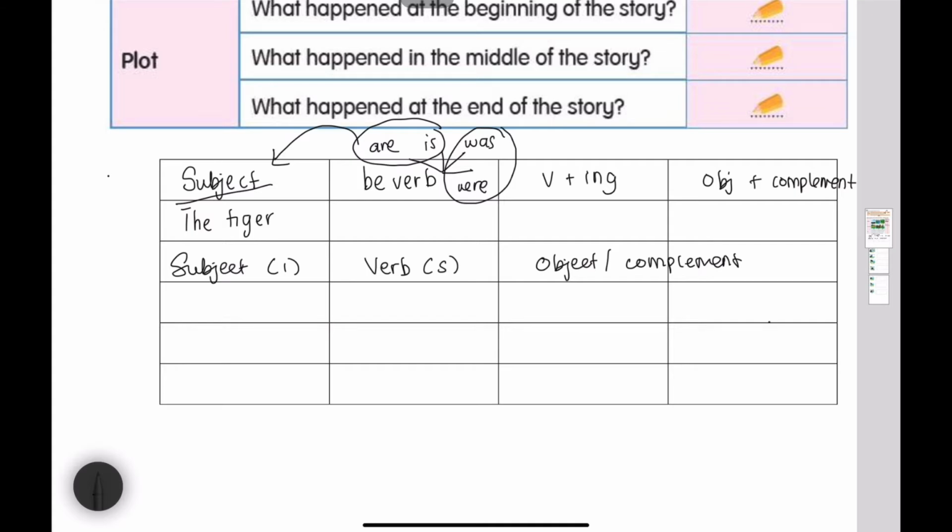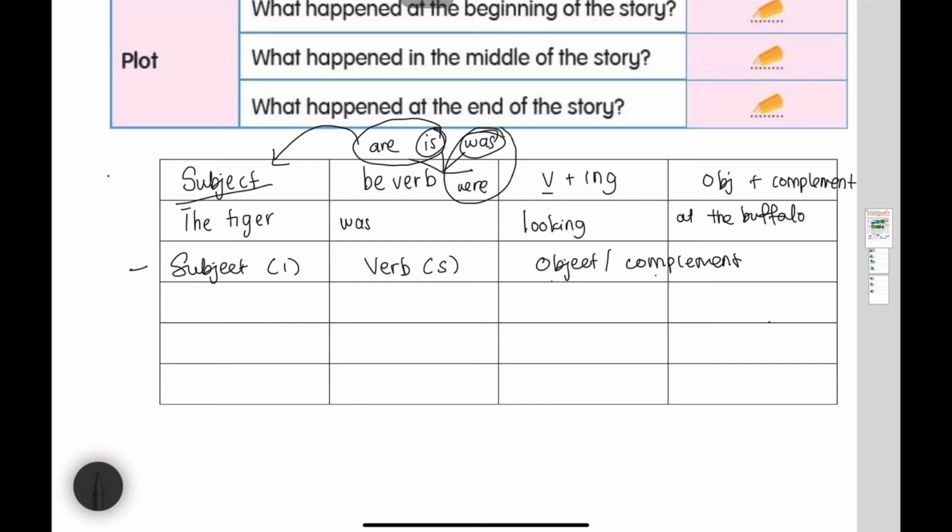So here we have the tiger. It is a singular subject, so obviously our choice would be is and was. So are we going to write the sentence in present tense, or are we going to write the sentence in past tense? Please make sure that you know which tense you are going to use when you write your story. Because this is only an example, I'm going to choose past tense. The tiger was. And now verb. So the tiger was looking, and what is my object or complement? I'm going to put the tiger was looking at the buffalo. So here, subject, verb, object, complement.